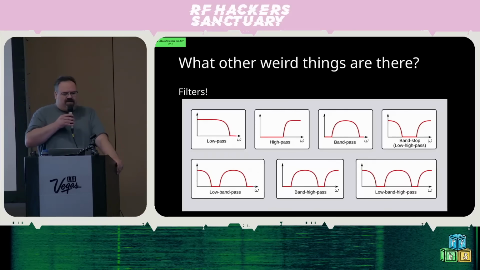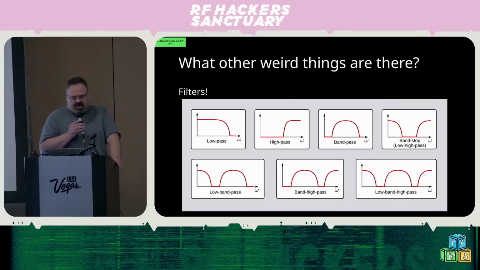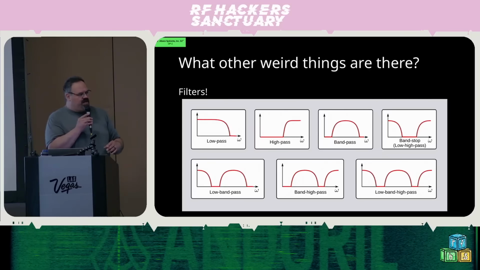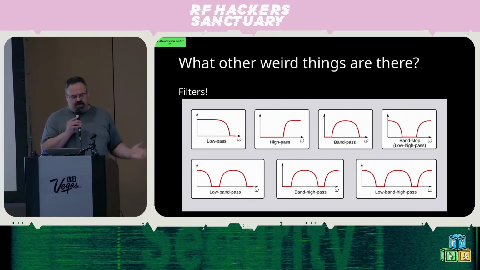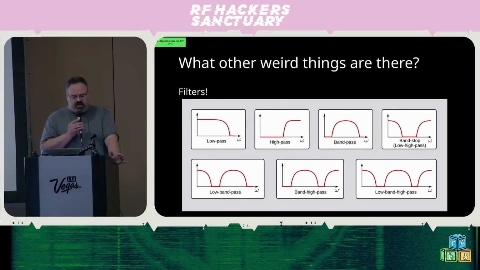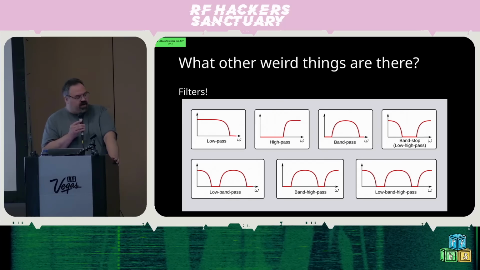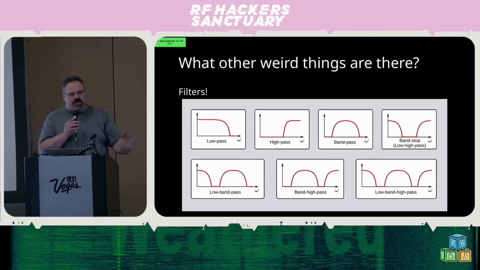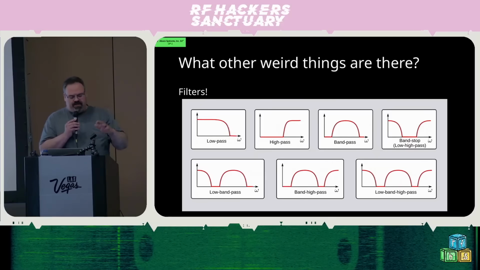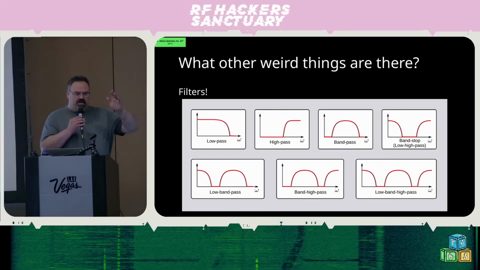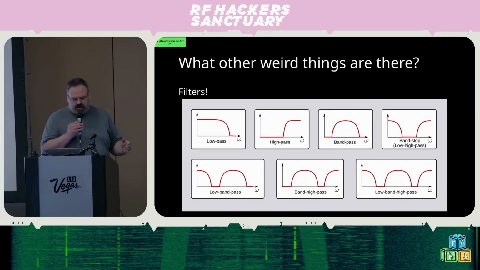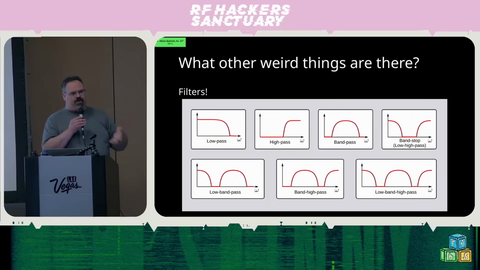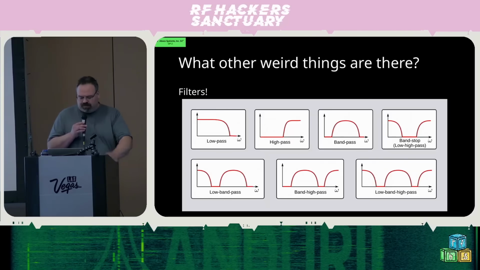Other fun things in RF that are necessary. Let's say you have a chunk of spectrum and you only want to see a little bit of it. You can use a filter. The most common ones are the ones on the top there. A low pass cuts off everything above a certain frequency. High pass cuts off everything below a certain frequency. Band pass just gives you a chunk of frequency, and a notch filter cuts out a portion of a frequency.